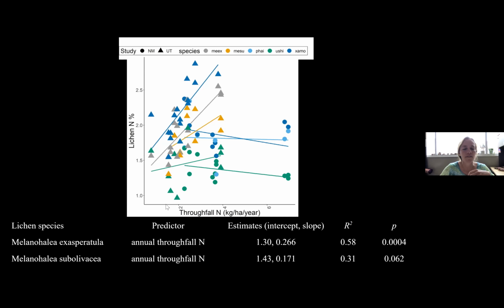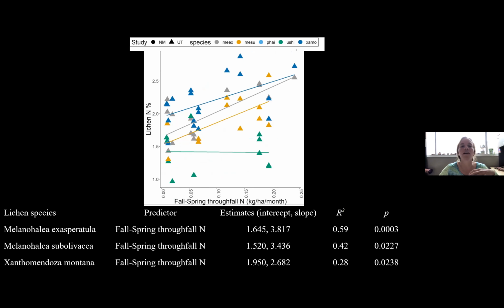So this graph here is for the average annual through-fall N, so that's over the 2 years of the study. And the next graph here is just for the winter preceding the lichen collection. And what we see is that the relationships are stronger.